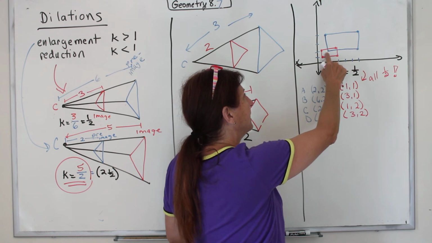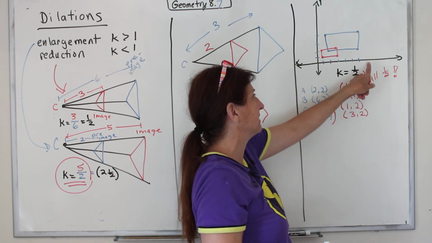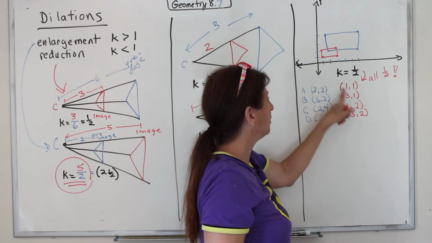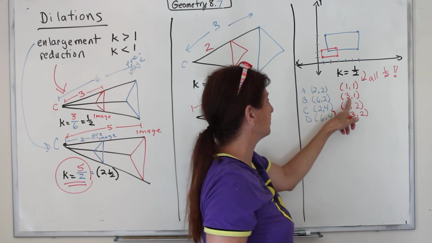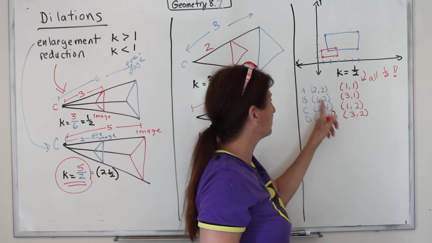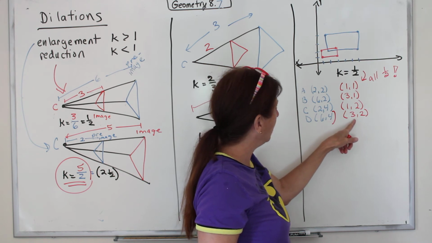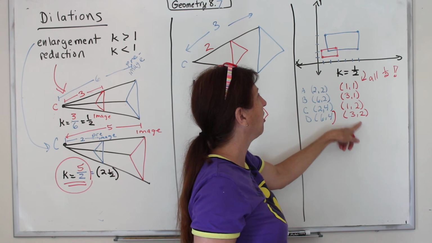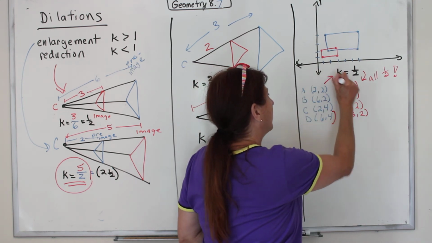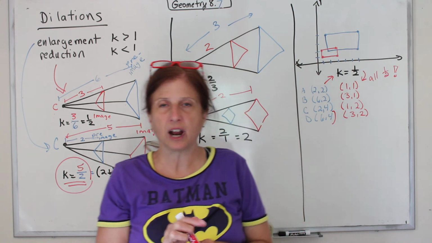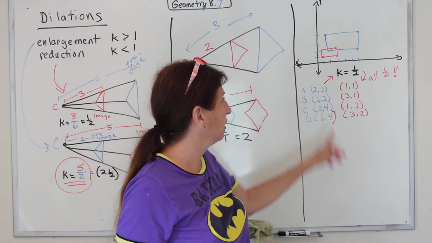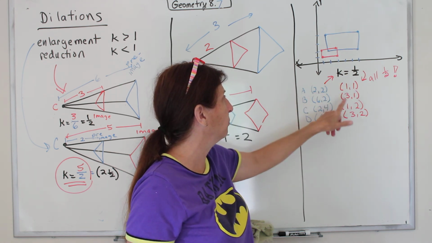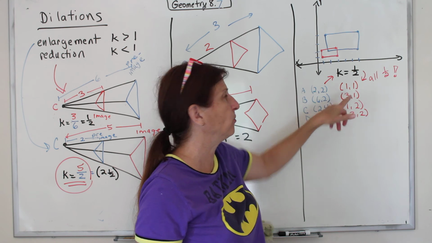To find the new points, we look at our K, and our K is half. If we take half of each of these, it will give us our new points. 2 divided by 2 is 1, 6 divided by 2 is 3, 4 is 2. Those are our new points for our reduction, and we get them by applying K to our original points. You can think of it as multiplying: if you multiply 2 by a half, you get 1, and if you multiply 6 by a half, you get 3.